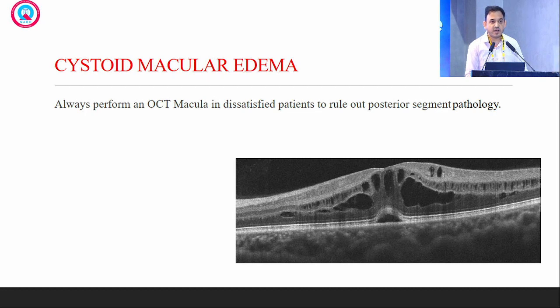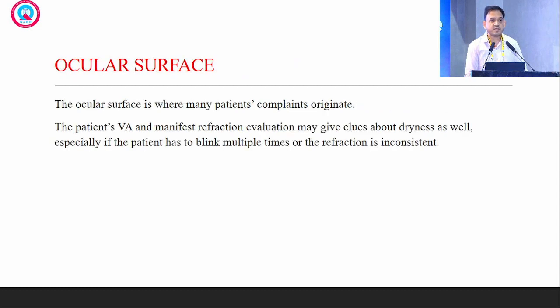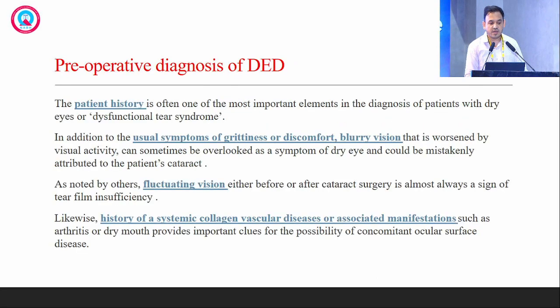Cystoid macular edema is another important factor. Sometimes the anterior segment is perfect, but the OCT macula shows there is CME in the postoperative period, and that can be easily treated with NSAIDs and the vision can be restored. Ocular surface is another important factor. You should look preoperatively at the patient history, symptoms of grittiness, discomfort and blurry or fluctuating vision.